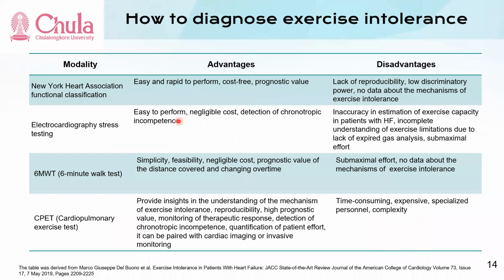The table shows some methods to diagnose exercise intolerance, such as NYHA functional classification, ECG stress testing, 6-minute walk test, and cardiopulmonary exercise test, with their advantages and disadvantages. Of these, the 6-minute walk test is a simple and most commonly used objective assessment method in clinical practice, while cardiopulmonary exercise test is the most comprehensive test to measure exercise capacity, but it takes more time and is expensive.